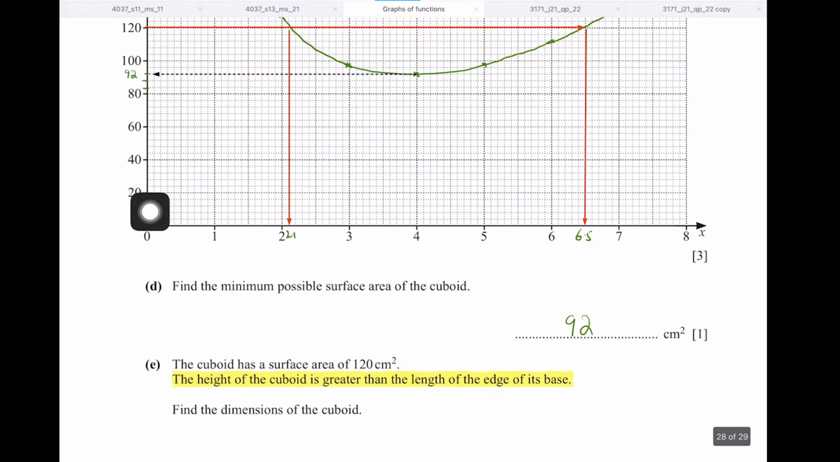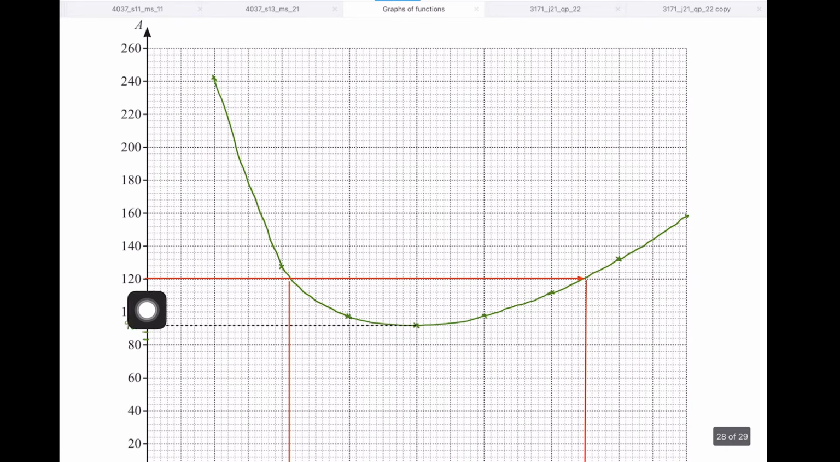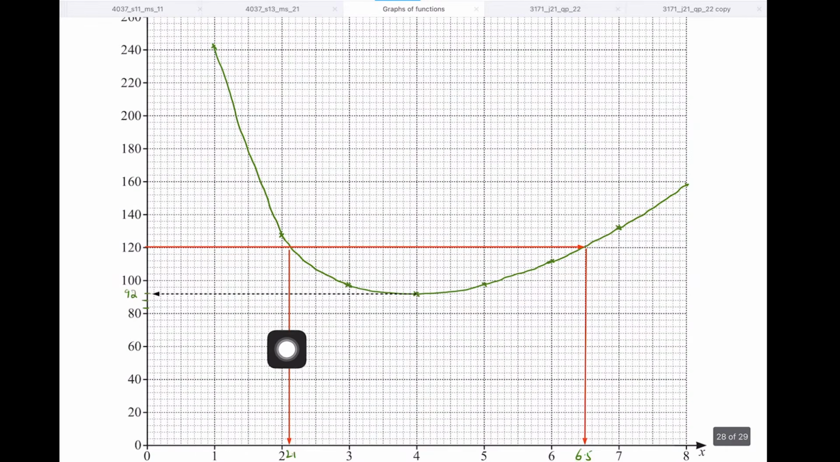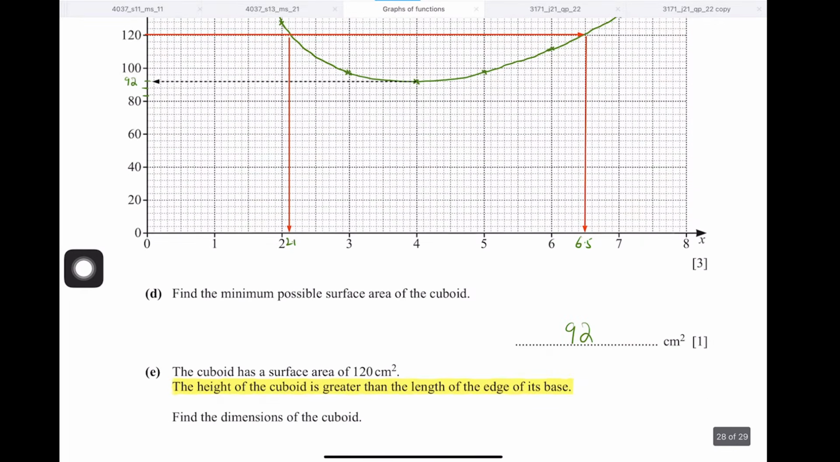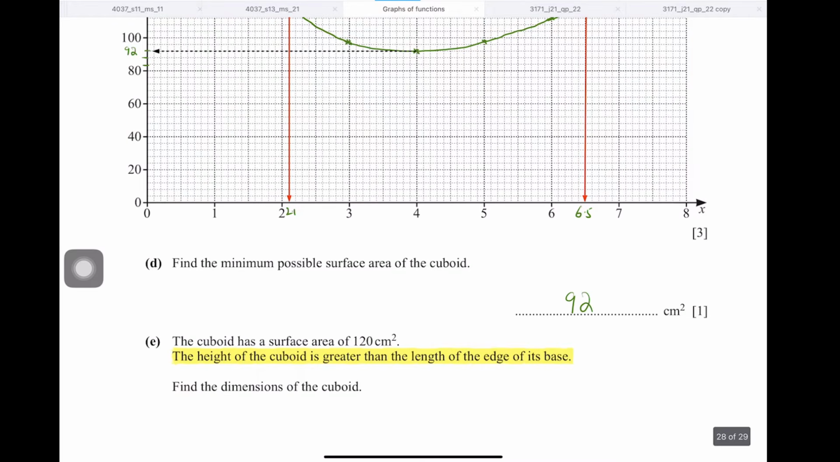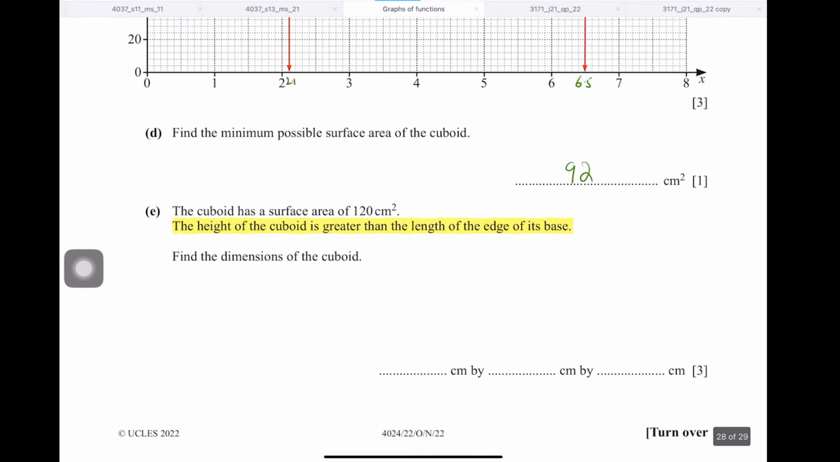Now first let me explain why we've done what we have done. It says the cuboid has a surface area of 120. So we're given the y value, which is 120, and now we need to find out the corresponding x value. So we made a horizontal line at 120, and now we're looking for the corresponding x value. So we have two corresponding x values. One is 2.1 and the other is 6.5. That means when y is 120, x is 2.1, but it could also be 6.5. Now what we need to see is which one is the correct answer and which one is not.